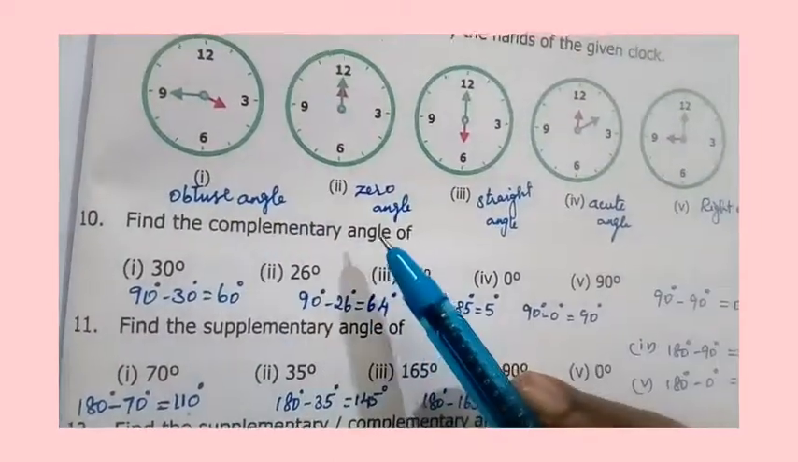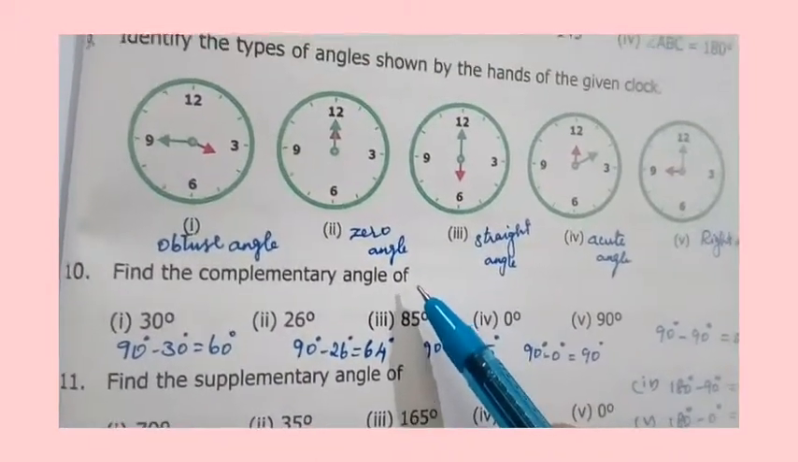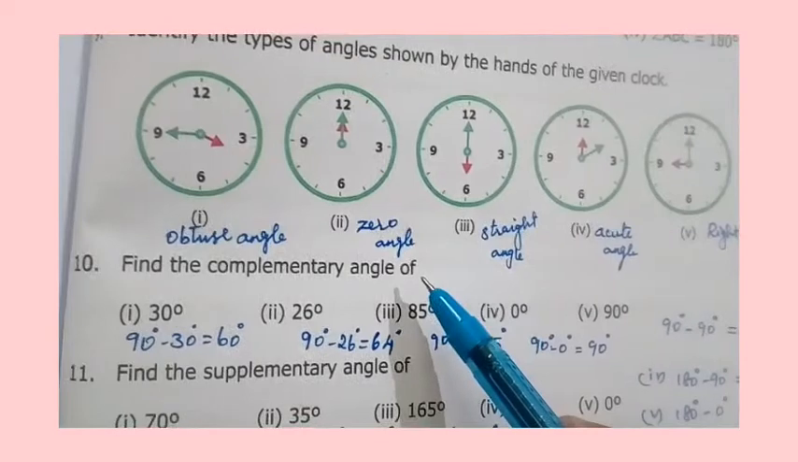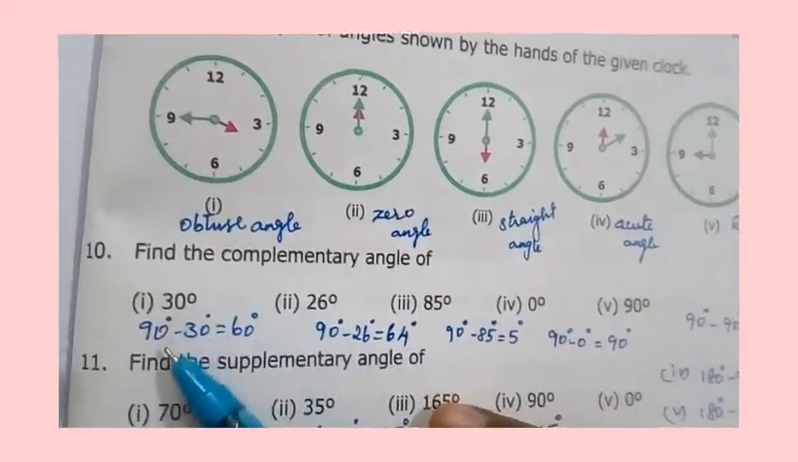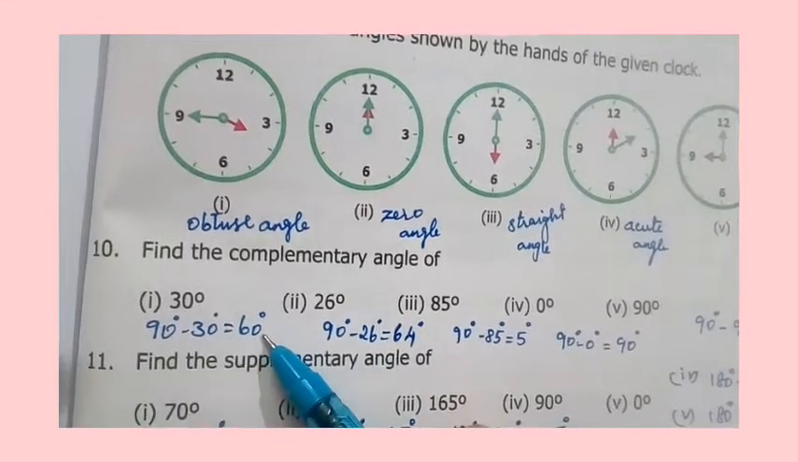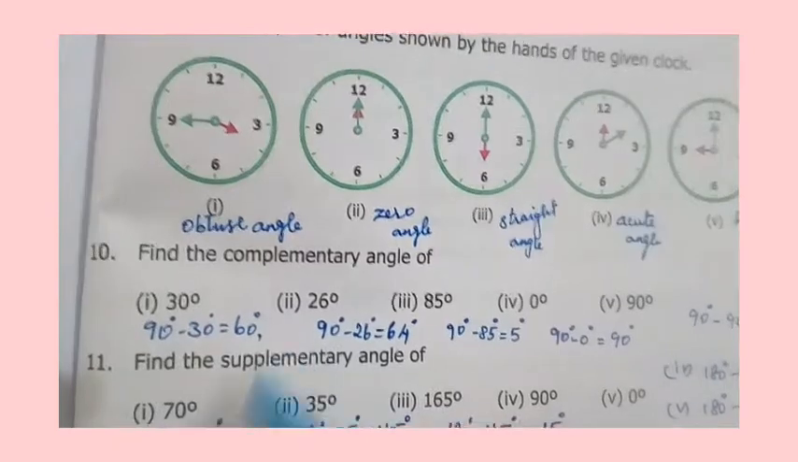Now we want to find the complementary angles. Complementary means, remember, we have to subtract from 90 degrees. Supplementary means subtract from 180 degrees. So 30 degrees is given. 90 degrees minus 30 degrees is equal to 60 degrees. The complement of 30 degrees is 60 degrees.